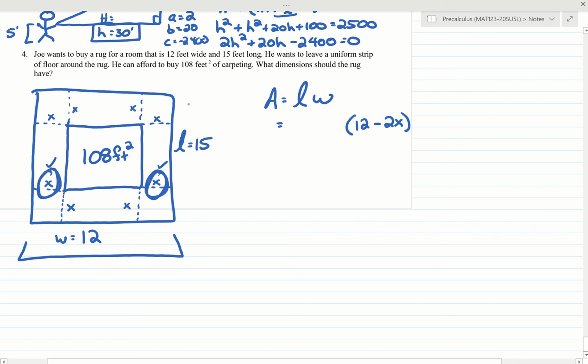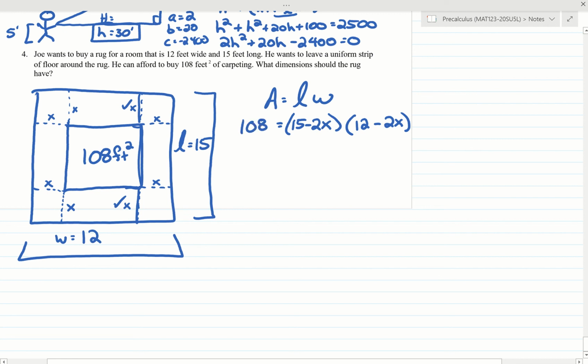Now the length going this way, the whole room is 15, but we're going to be leaving off the piece like this length and this length, right? So if we take 15 feet and we take off this piece and this piece, that's what the remaining part of the rug would be. And it looks like that area, we were told, has to be 108 square feet. So now we're going to have to do a little distribution, and we should be able to get our answer.